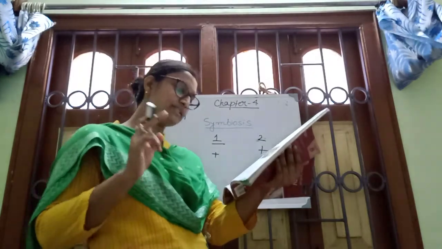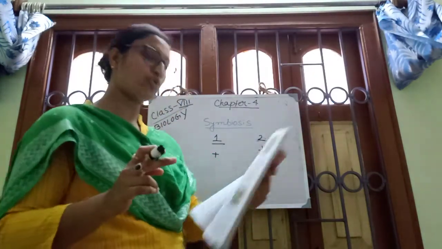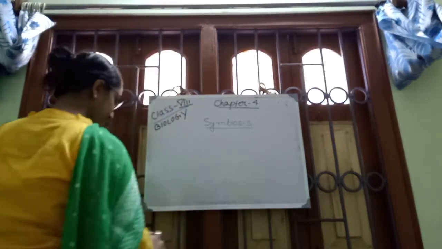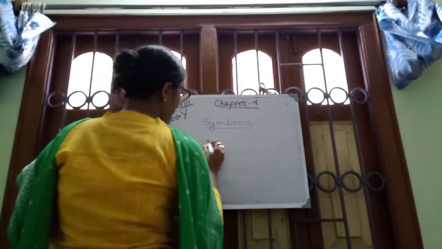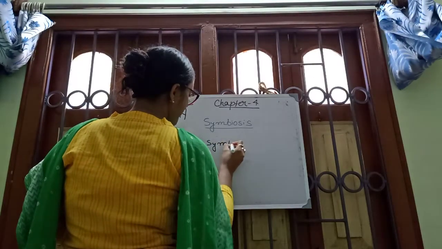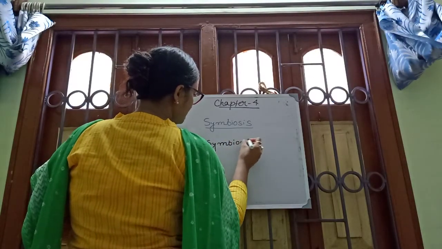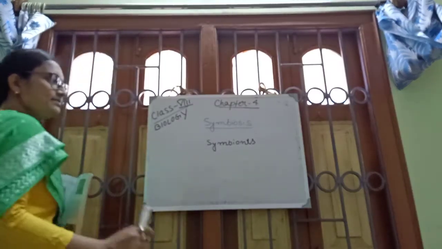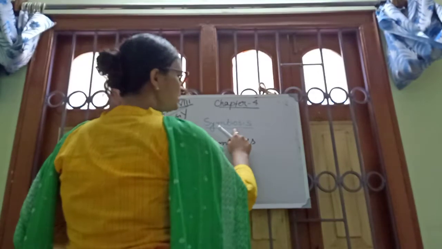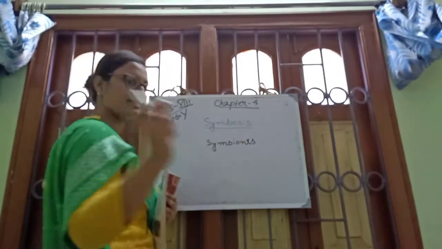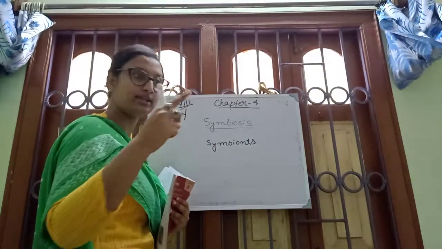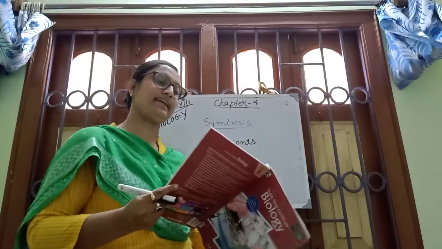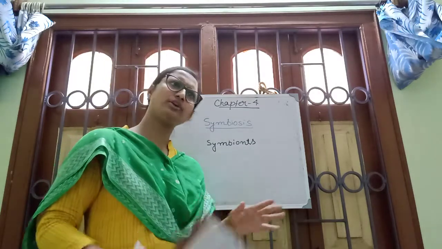The organisms which live in a symbiotic relationship are called symbionts. The organism is called a symbiont, the association or relationship is called symbiosis, and the organisms are called symbionts. And there is one excellent example given, which is the common example.